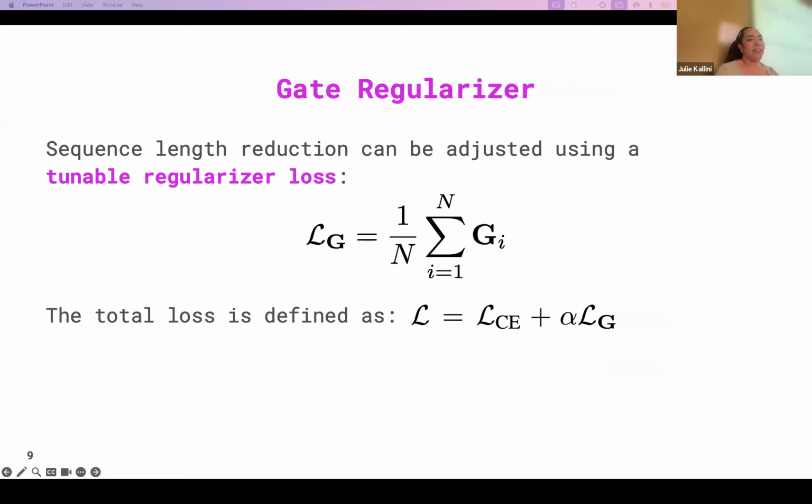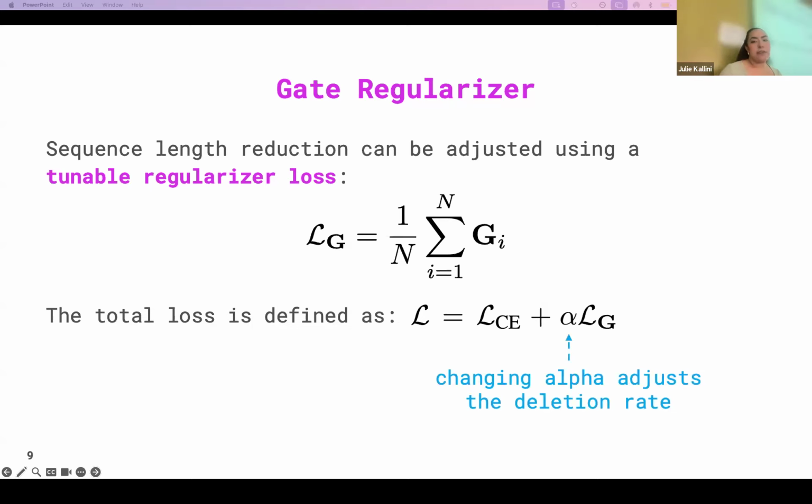Just another detail, we can adjust how much MrT5 reduces the sequence, and we do this using a tunable regularizer loss that encourages the gate values to be more negative. So this is just the average of the gate output values, and this is added to the model's cross entropy loss. So if the gate values are more negative, you're going to get more deletion. And this alpha hyperparameter allows us to vary the weighting of this loss term, and we can tune the models to have more or less deletion.